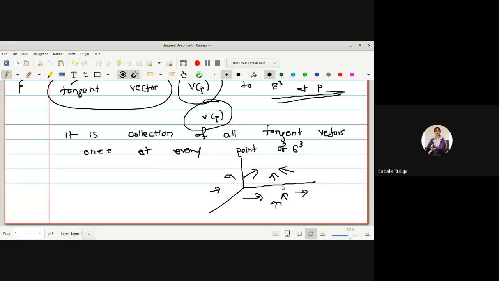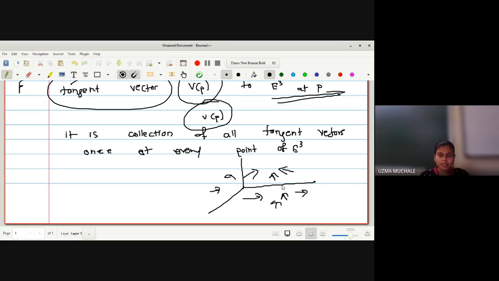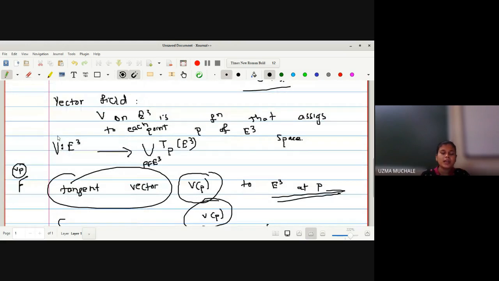Yes, ma'am. Okay, so what is a vector field? It is simply a collection of all the tangent vectors, one at every point of E3 space. But don't write this as a definition. Actually, the definition is what? It is a function defined on E3 space, and what is the codomain? TP of E3. Because we are saying that at every point P, we can find one tangent vector.